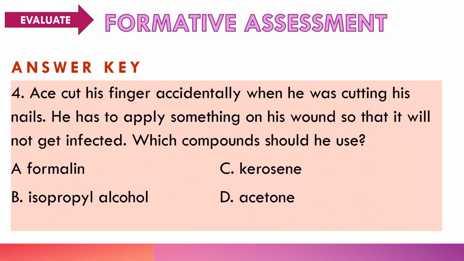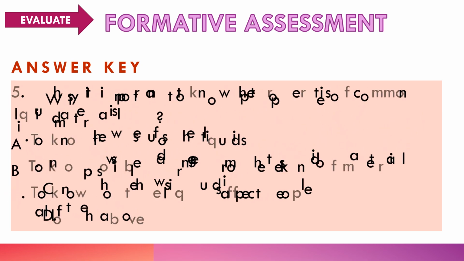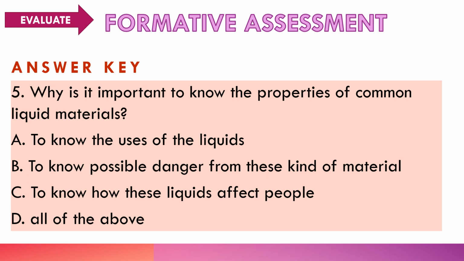4. Ace cut his finger accidentally when he was cutting his nails. He has to apply something on his wound so that it will not get infected. Which compound should he use? So when you have a wound or you cut your finger, you will use B, isopropyl alcohol. Last question. Why is it important to know the properties of common liquid materials? The correct answer is all of the above. So I hope you all got a perfect score.